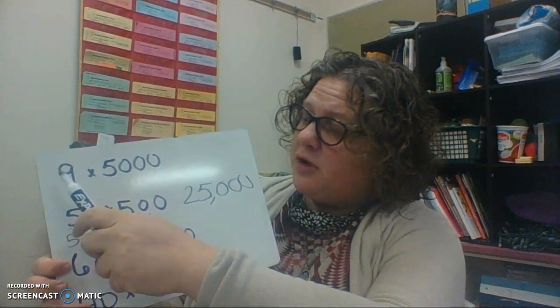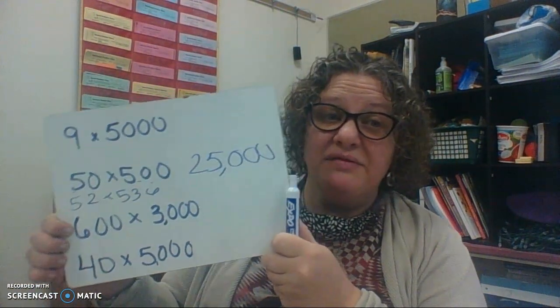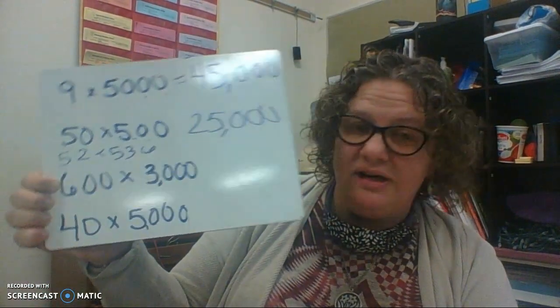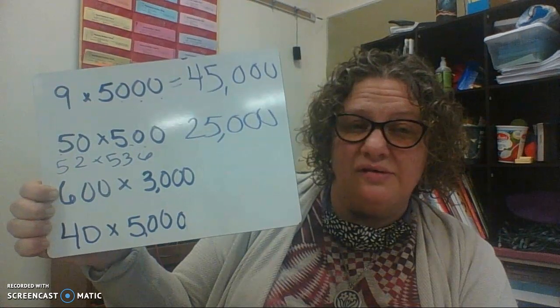So let's go back up to the top. 9 times 5 is 45. And then I just count my zeros, 1, 2, 3, and add them on. 1, 2, 3. Okay?